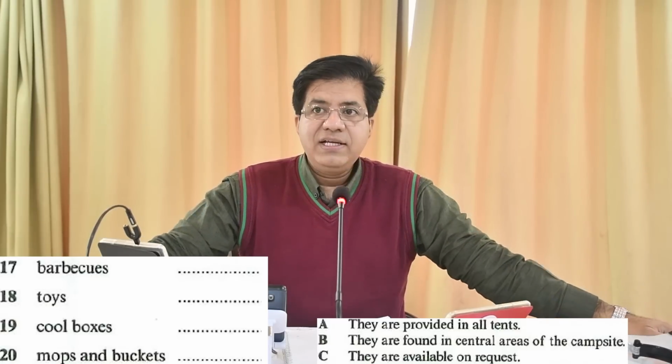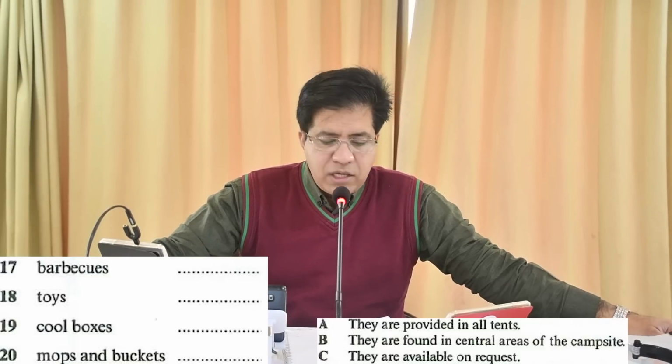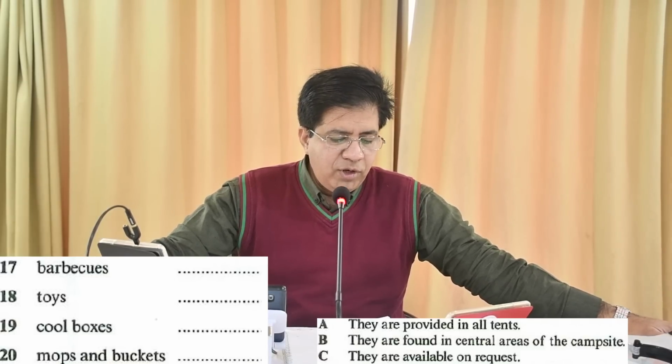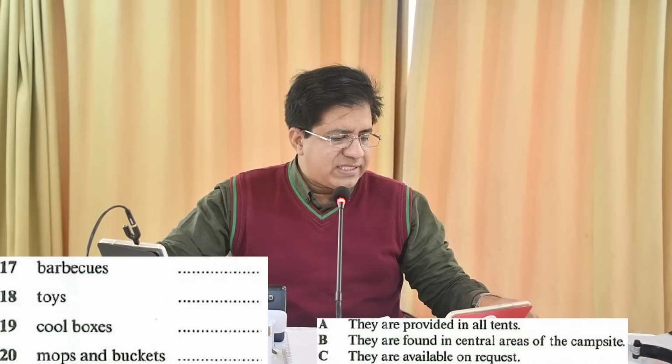What does the speaker say about the following items? Now, please take a look at items. 17 is barbecue, not Barbie doll, barbecue. 18 is toys. 19, cool boxes. 20, mops and buckets. Okay, these are the items.